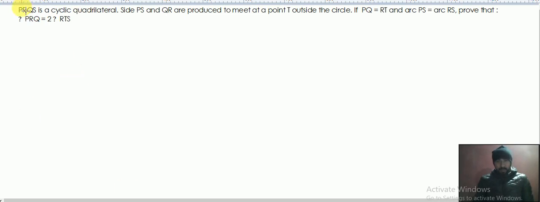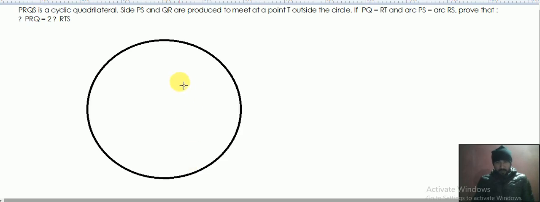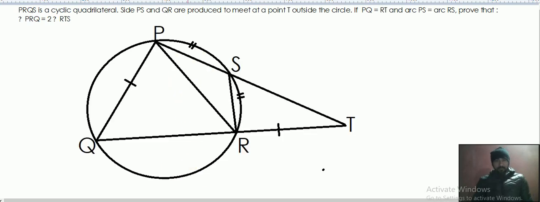Here we are given that PQRS is a cyclic quadrilateral, so we need to draw a circle, and inside it we need to draw our cyclic quadrilateral. So let's draw it. You can see here I have drawn a circle, and in it a cyclic quadrilateral PQRS, where the sides PS and QR are produced to T. So this is the figure. Now let's move on to the solution.